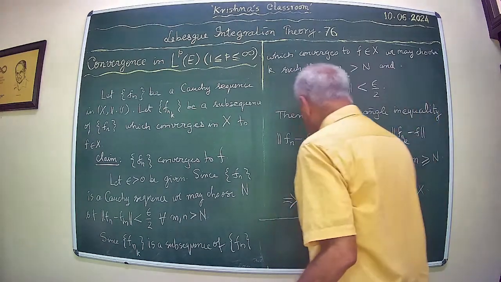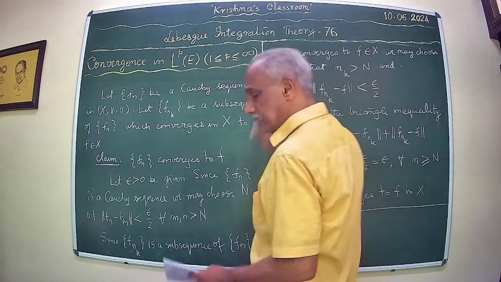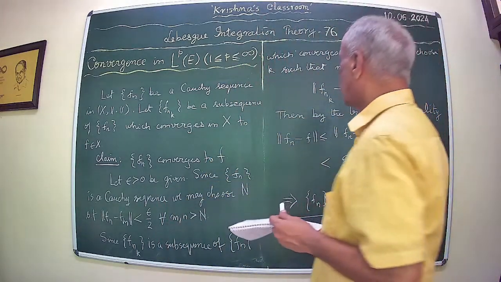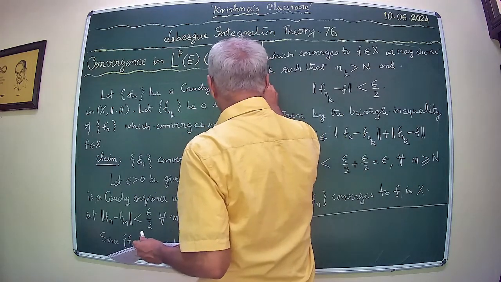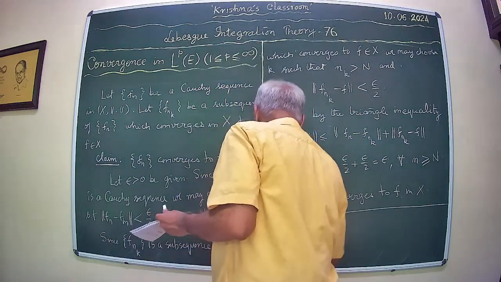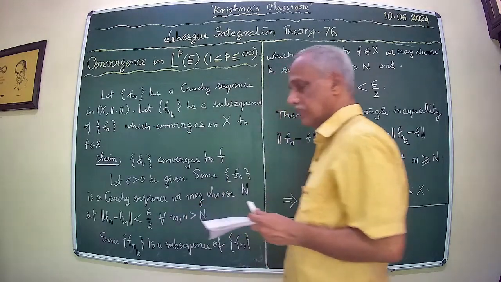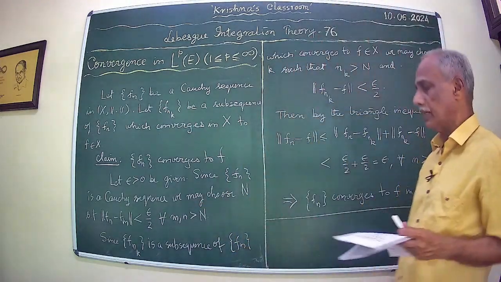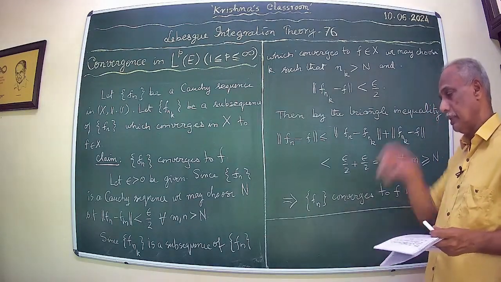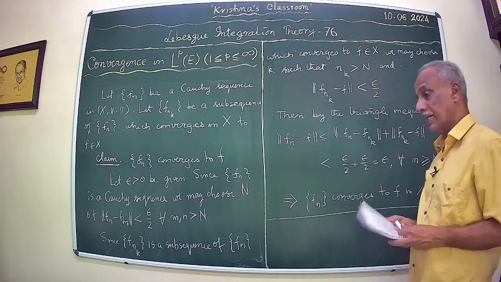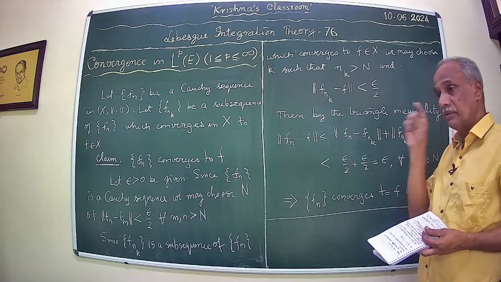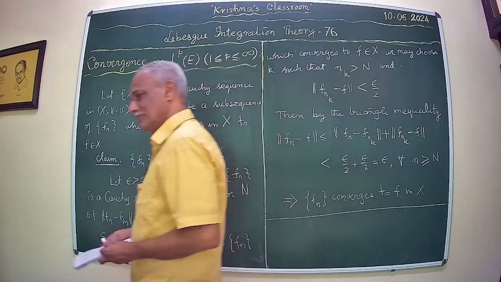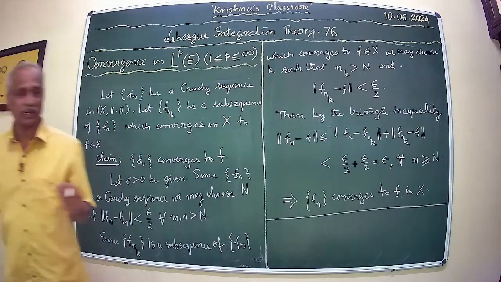But this is a very useful result, because when you want to show that a given sequence converges, what we need to show is two things. One, it is a Cauchy sequence. Secondly, if you can pick a subsequence of that which converges, then you are done. So the original sequence itself will be convergent.